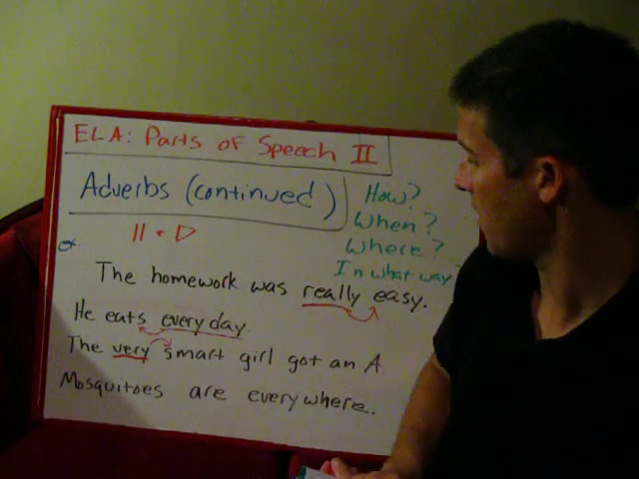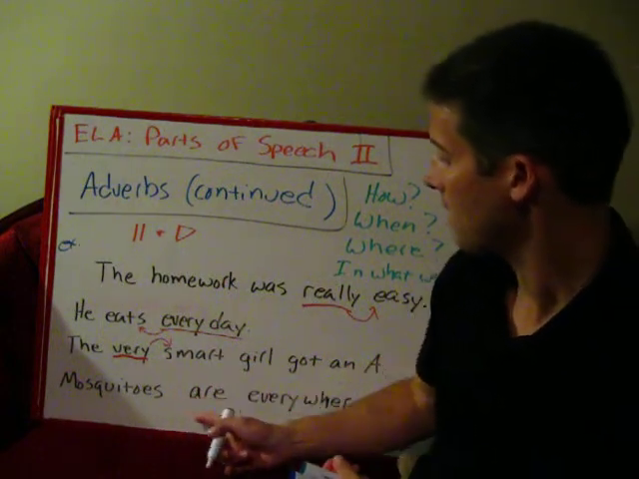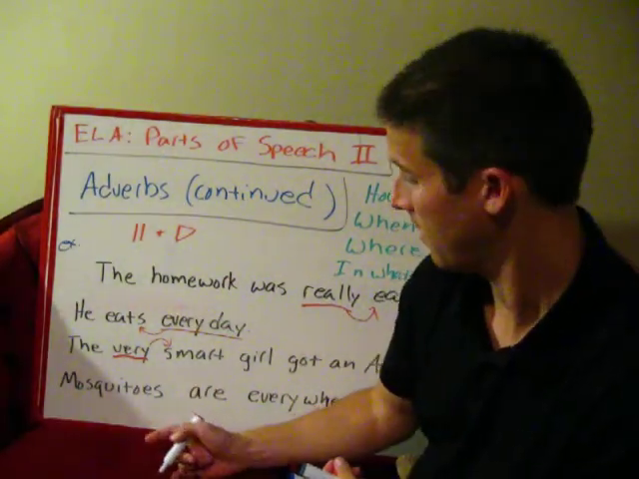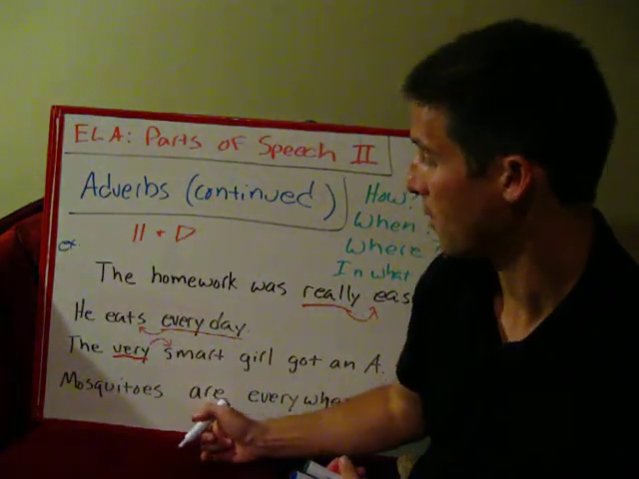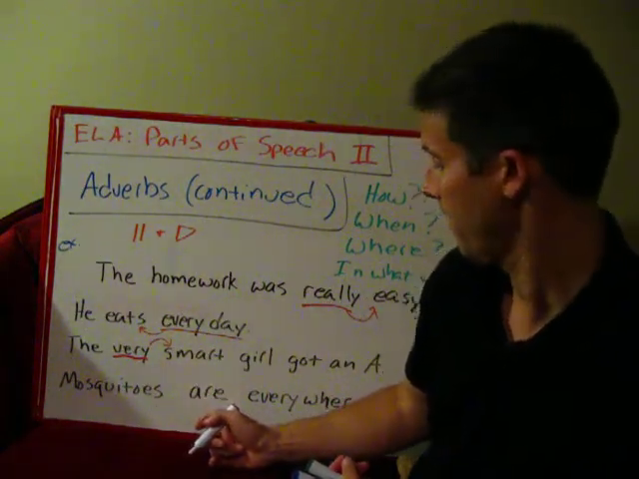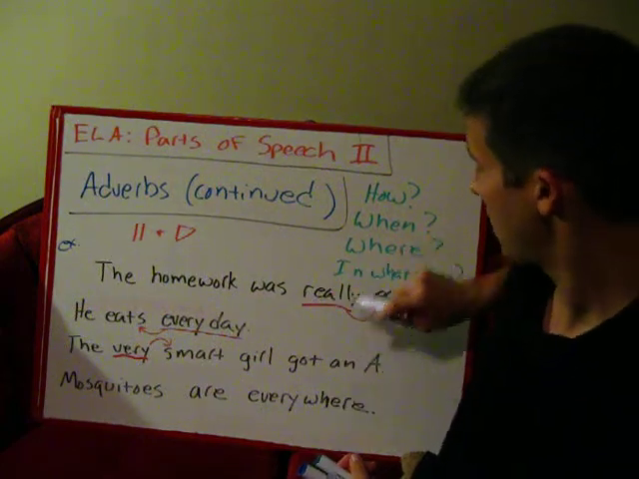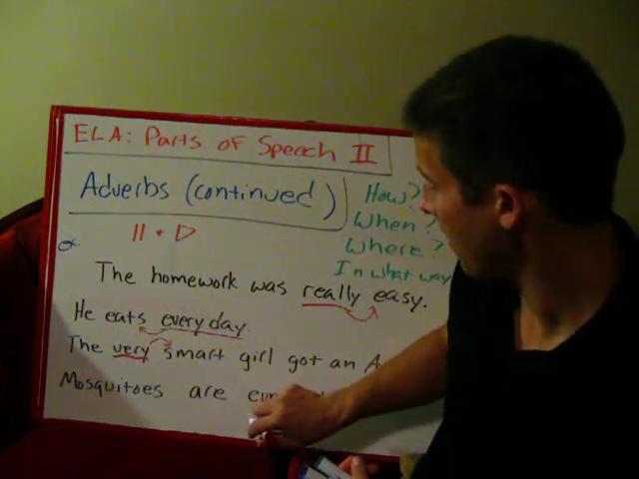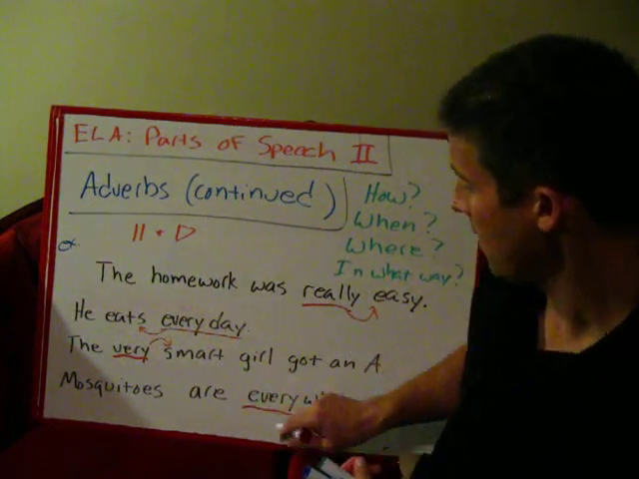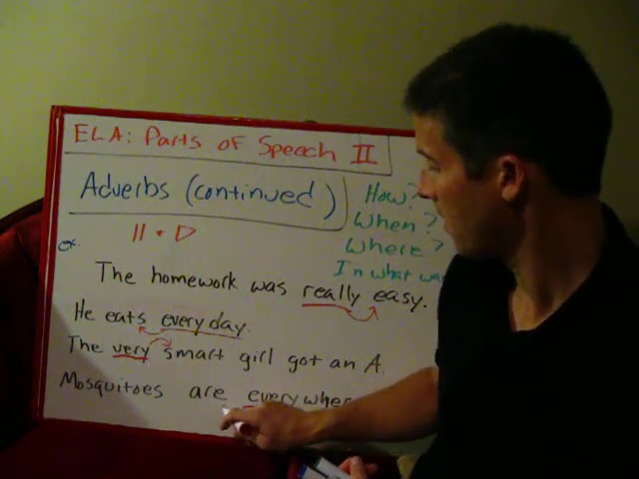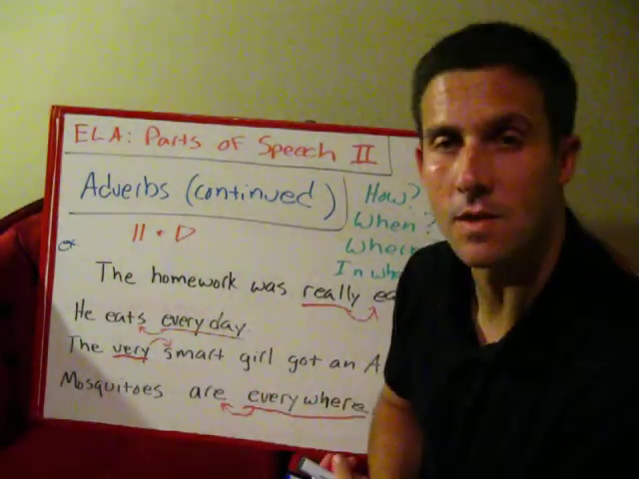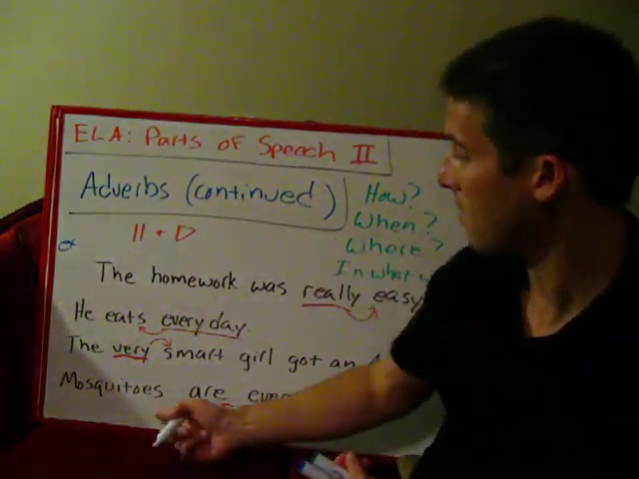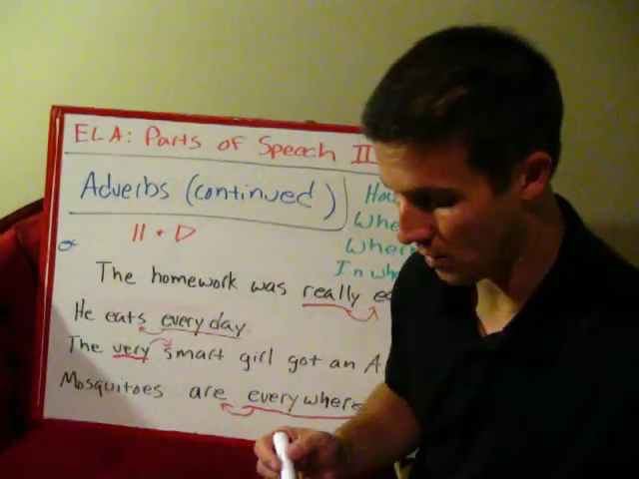All right, the last one. Mosquitoes are everywhere. Well, we know mosquitoes is a thing. Are is a verb, a state of being verb. And this answers the question, where? Mosquitoes are where? They're everywhere. So this adverb gives more information to the state of being verb are, because it answers the question, where are the mosquitoes? They're everywhere. And that's how we do adverbs.